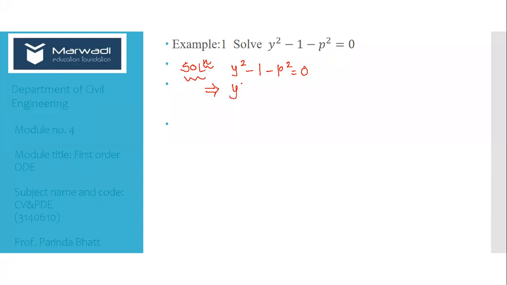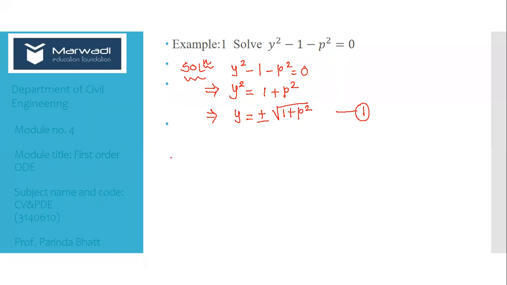First, y square equal to, moving this side, 1 plus p square. Now apply the square root on both sides, therefore y equal to plus or minus root of 1 plus p square. We have to find the format y equal to the other terms on the right hand side, or we have to find the variable y value. Okay, this is equation number 1.